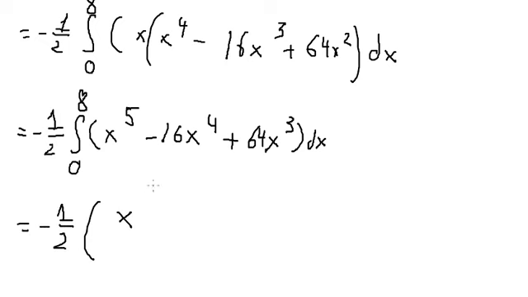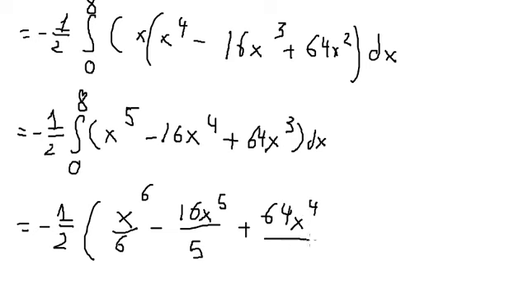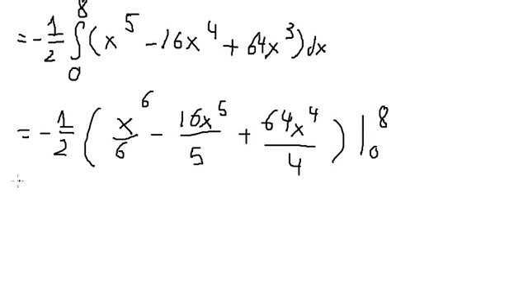This one we have x to the power of 6 over 6 minus 16x to the power of 5 over 5. This one we have 64x to the power of 4 over 4. And we put the bounds from 0 to 8. And now we put 8 going here, 0 going here. And we have the final answer. That is negative 32,768 over 15.